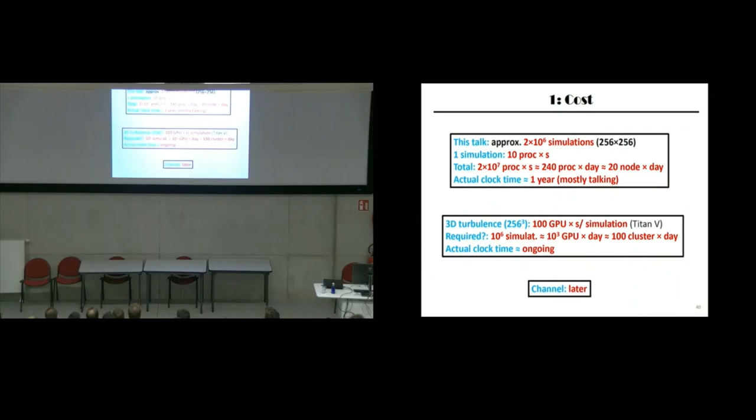As I told you, this is not very expensive. You have seen basically 2 million simulations of two-dimensional turbulence in 256 squared. Each of them, on an old processor of the kind I have in my basement, takes 10 seconds. That basically is 200 processors a day, okay? Each node has 12 processors, so this is basically 20 node days. That means it is a week. The total computer time spent on this is something like a week.